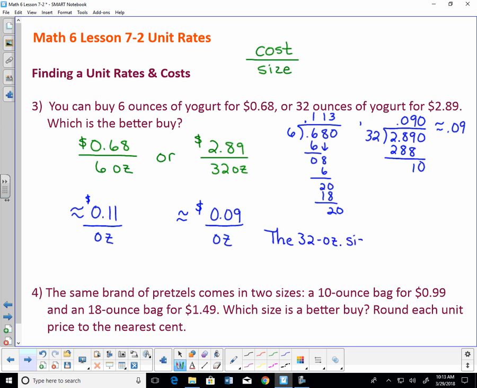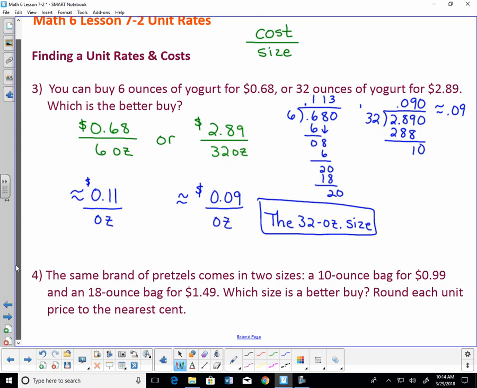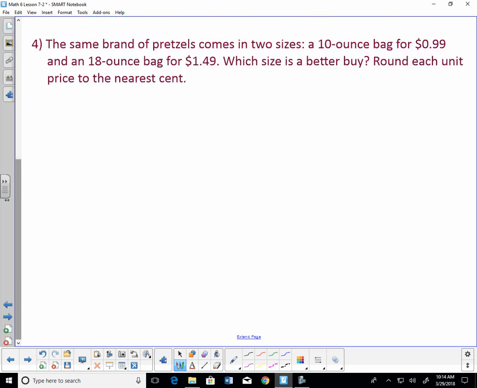Okay, so the 32 ounce size is definitely the better buy here. All right, let's take a look at another one. Number 4, the same brand of pretzels comes in 2 sizes. A 10 ounce bag for 99 cents and an 18 ounce bag, which is $1.49. Which size is the better buy? Round each unit price to the nearest cent.